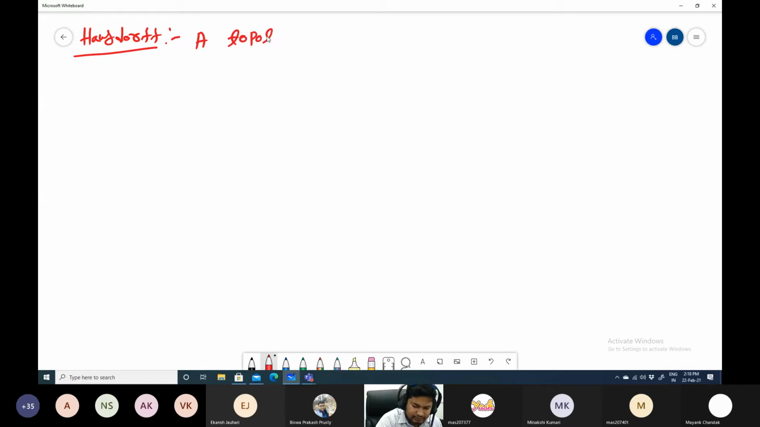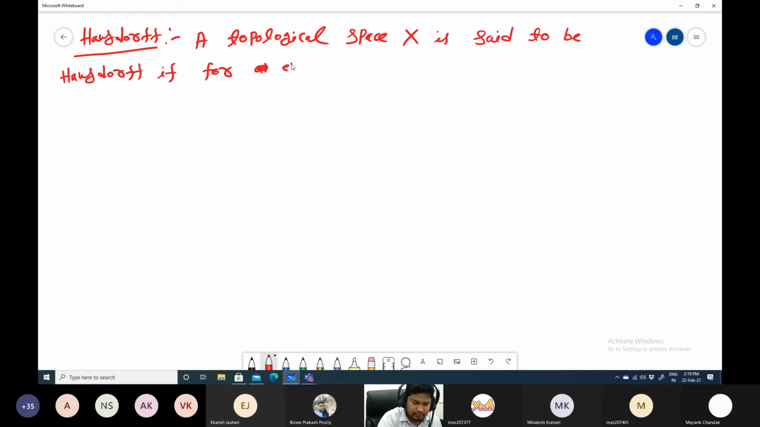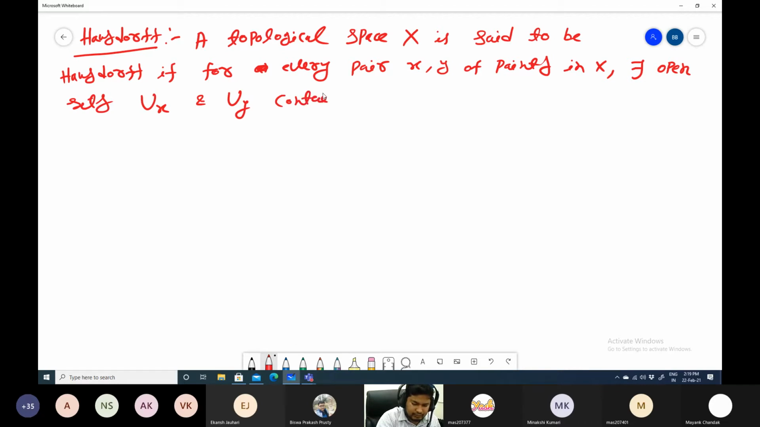A topological space X is said to be Hausdorff if for every pair of points, if you choose any 2 points x and y in X, then there exist open sets, say Ux and Uy, containing x and y respectively, such that Ux intersection Uy is equal to empty.